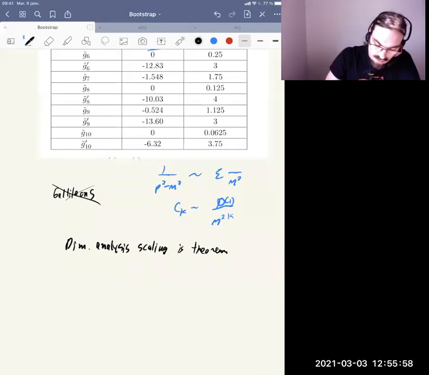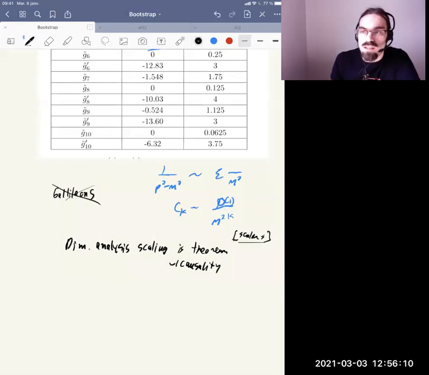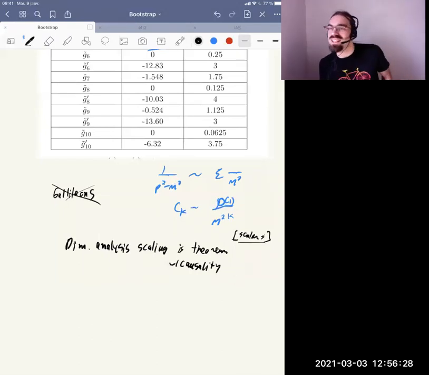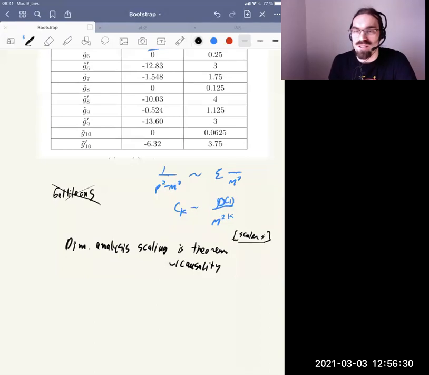Dimensional scaling is a theorem when you have causality. At the moment, it's only proven for a scalar, spin zero, for identical scalars. I'm not claiming it's a theorem in general. I'm not saying that if you redo this analysis exactly in a theory with gravity or with photons, you would be able to bound everything. It could be that there are exceptions, but for this theory of scalars, dimensional scaling is a theorem. So causality implies dimensional analysis, which is a remarkable fact.